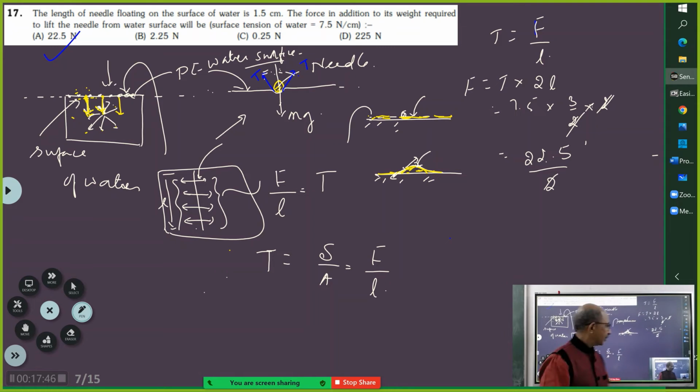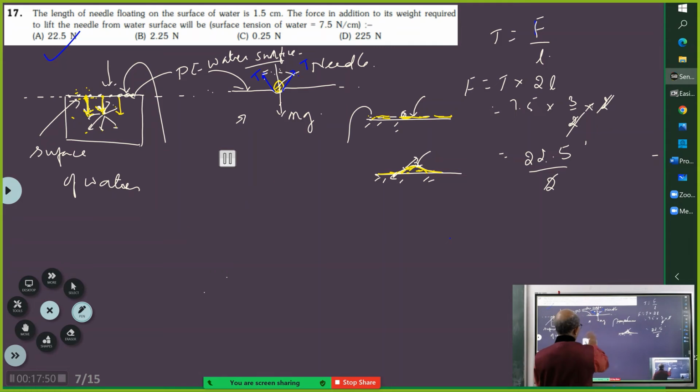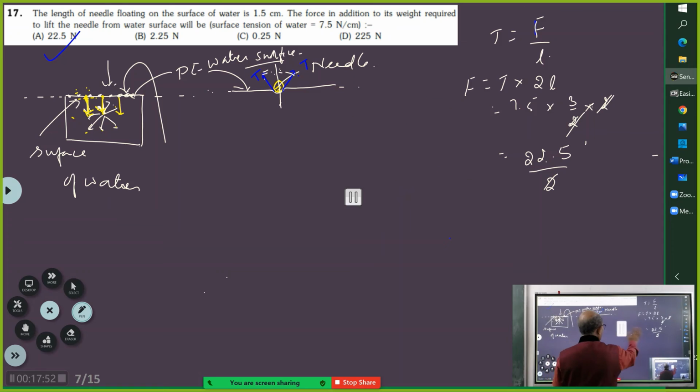Sir, but won't there be a role of adhesive forces also? Yes, there will be a role of adhesive forces because there are two different materials, needle molecules and water molecules. But we account for the adhesive forces for the shape of the surface there. In this case, with surface tension forces only, you can handle this problem. Okay, see, your question is good and your observation is also very good.